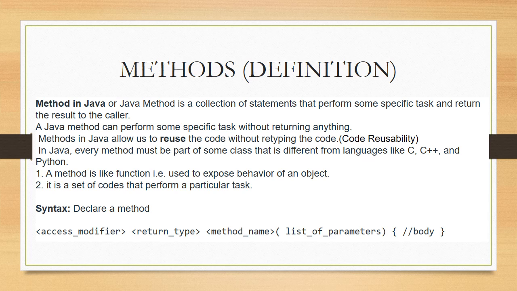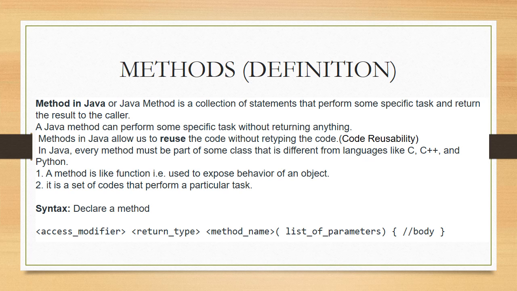So a method is just like a function that is used to expose the behavior of an object. It is a set of code that performs a particular task. Then we talk about the syntax, that is, how we write a method in the Java language.